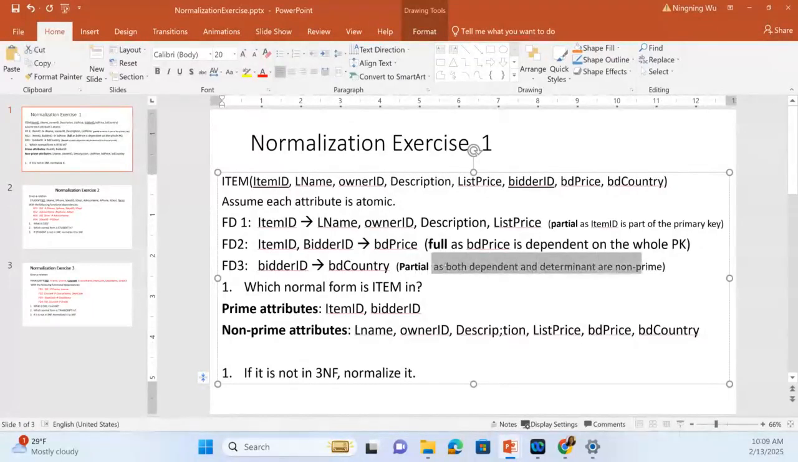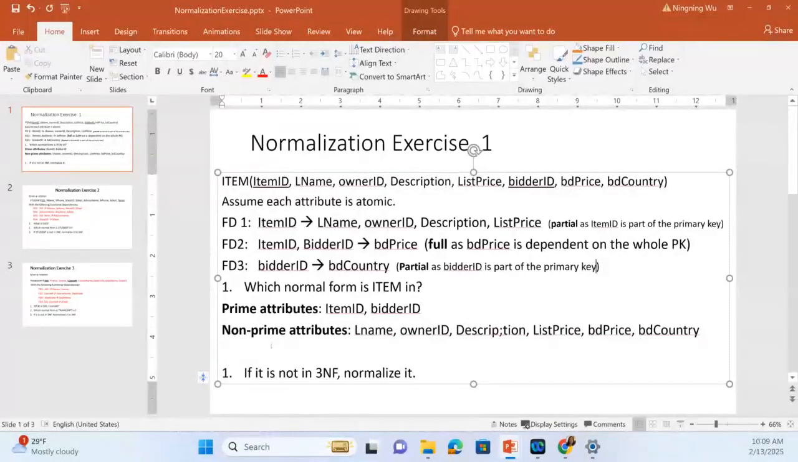So partial. Primary key, okay? This PK stands for primary key. In this relation schema, we have three functional dependencies. Only one is full. Full functional dependency is good, so we don't have any issues with it, but we should not see partial or transitive functional dependency in our design. So that means we have two partial.